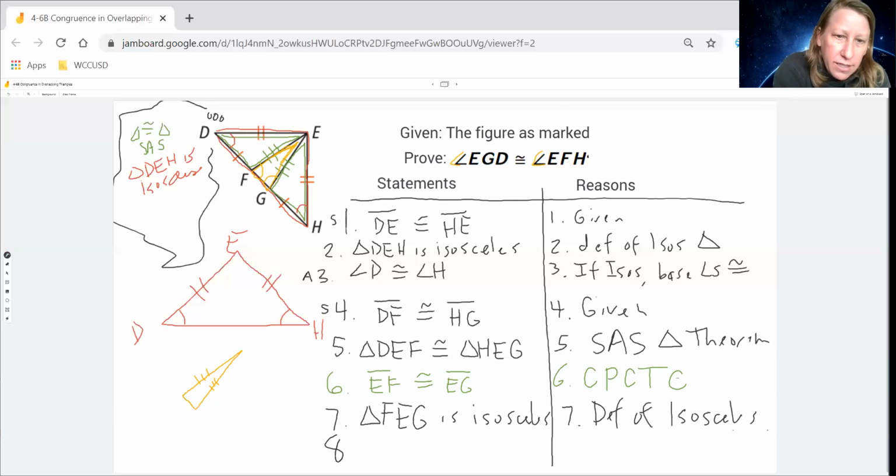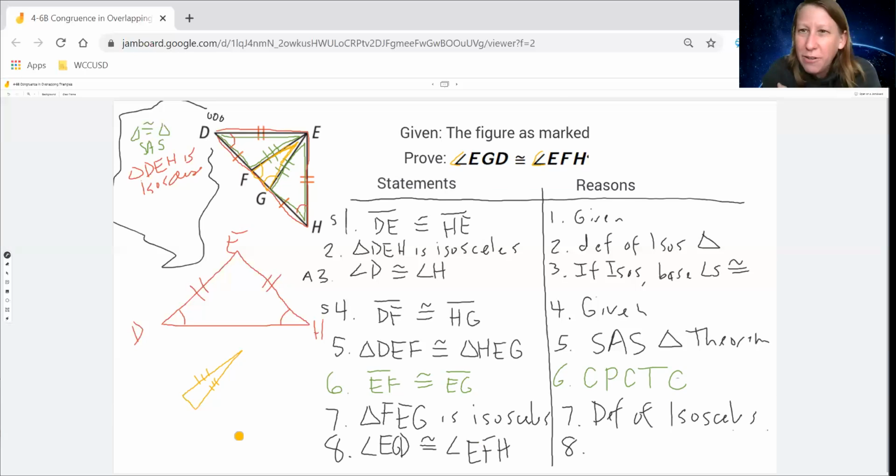All right, we did it. Do you see how we did it? Let's write it. Angle EGD is congruent to angle EFH. It's the same kind of reason. If you have an isosceles triangle, then the base angles are congruent. I like this proof because it has some symmetry to it. I get to reuse a reason. Okay, this is a really good one. If you're good with isosceles triangles, this is a really nice one. Very, very beautiful. So if isosceles, base angles are congruent.